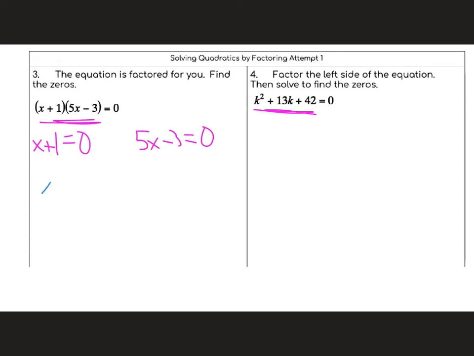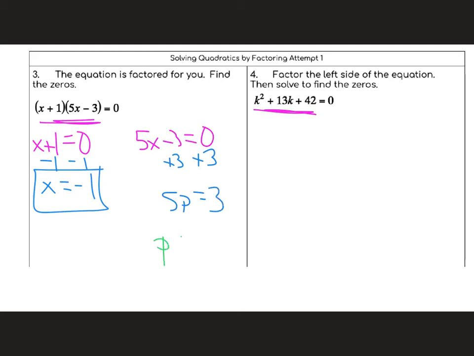So the first one I'm going to subtract 1 from both sides, and I will get negative 1. That is one of my answers. The second one I'm going to add 3, so I'm going to have 5x equals 3. Then I need to solve for x, so I'm going to divide by 5, and I'm going to get x equals 3/5. That's the other answer I have. So if it's already factored, that's all I got to do.